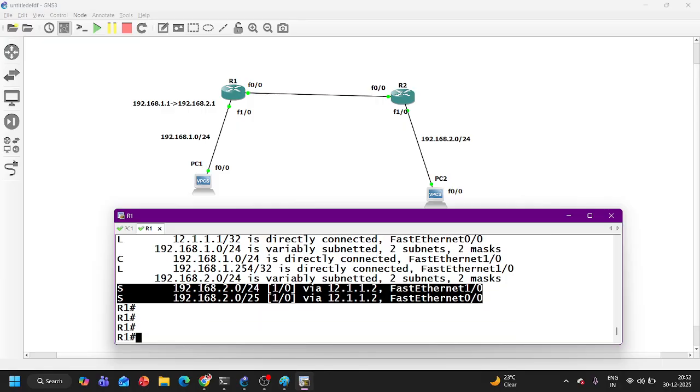If I'm going to ping one IP address, let's suppose 192.168.1.200, is this IP address matching in the second subnet?